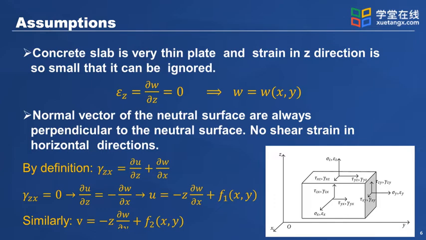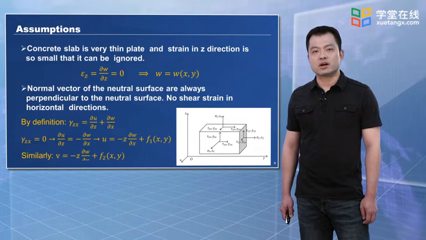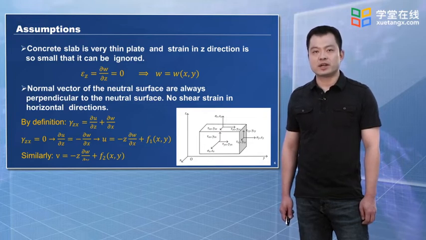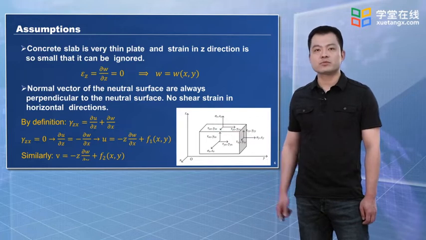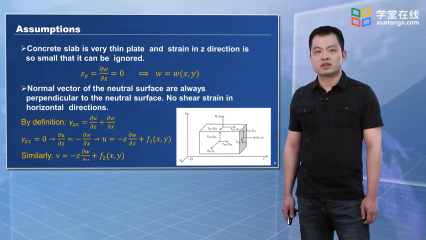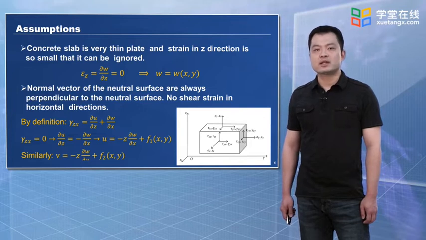Next, the normal vector of the neutral axis is always perpendicular to the neutral surface, which means no shear strain in horizontal directions. By definition, the shear strain is shown here. Because it's equal to 0, therefore, we could get the expression of u, which is the displacement function in x direction. And similarly, we could also get the expression of v, the displacement function in the y direction.